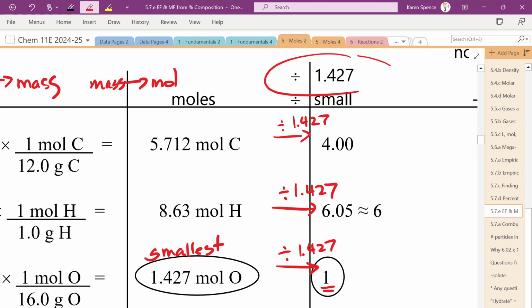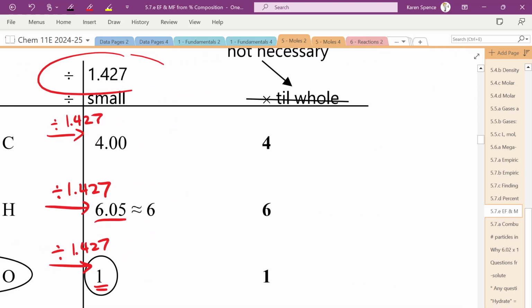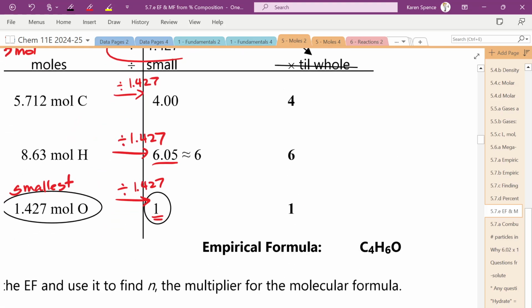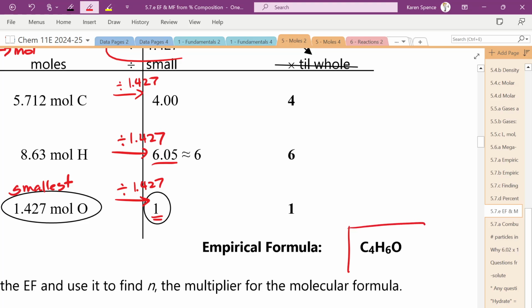And we get a 4, we get a 6.05, which is close enough to 6, okay? Because we're not going to have, what would that be, like a 20th. We're not going to multiply by 20, okay? 20 is too many. And then we have a 1. And we don't need to multiply till whole, so we have 4, 6, and a 1. And we get our empirical formula, C4H6O, and we say, good Lord, that was a lot of work. I hope I'm done now.